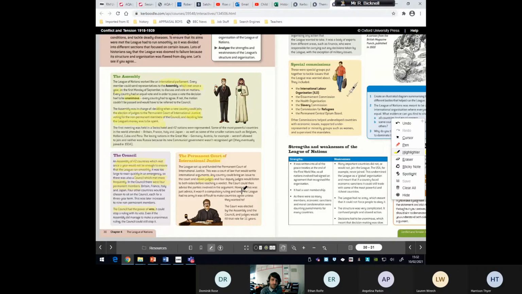But the big issue with this is that the ruling wasn't compulsory. Just like when Japan was brought before the League of Nations, the Court of Justice, was issued with moral condemnation, told that they should withdraw from Manchuria, and Japan said, no, we don't care about what you say.